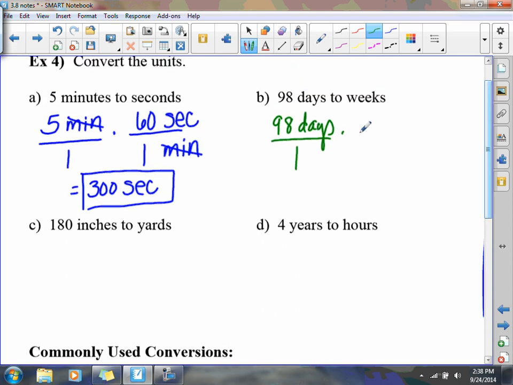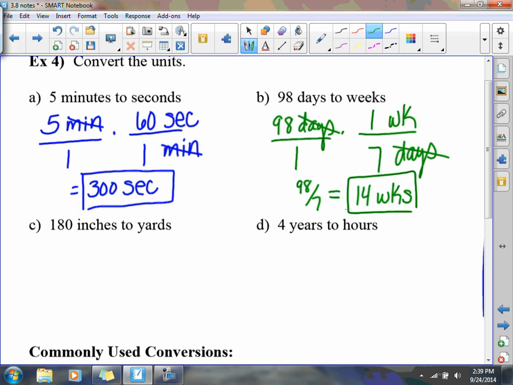So if I want the days to cancel when I set up my second fraction, the days are in the numerator, so I need my days to go in the denominator down here so that they will cancel. And there are 7 days in 1 week. So once I know where the specific unit goes, then I can fill in the rest of that fraction. So now the days will cancel. And if I multiply across, I'll really have 98 over 7, and that will divide into 14 weeks.